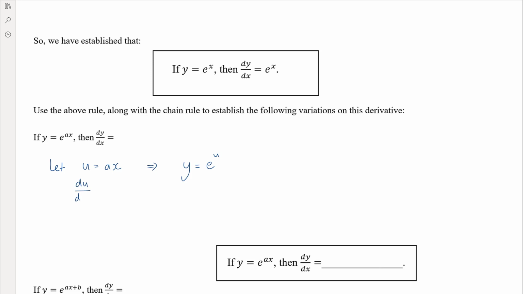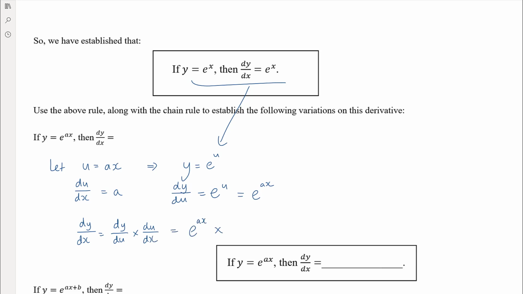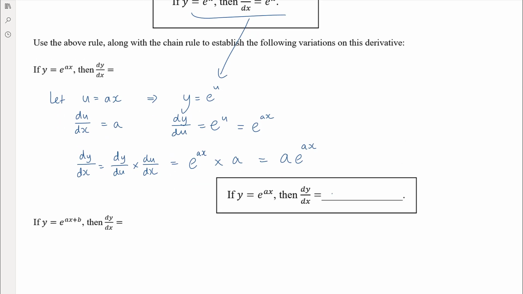The first one tells us that du dx is just a, and the second one tells us that dy du is e to the u. That's exactly this rule up here. Okay. And we introduced u, so that is e to the ax. And so therefore we know that dy dx is equal to, using our chain rule, dy du times du dx, which means that it is e to the ax multiplied by a. And so we get a e to the ax. So if y equals e to the ax, dy dx is a e to the ax.